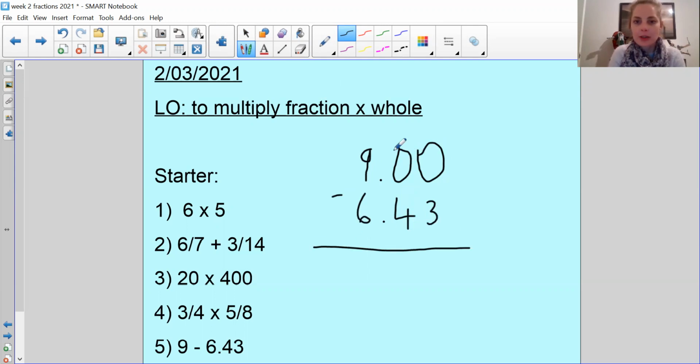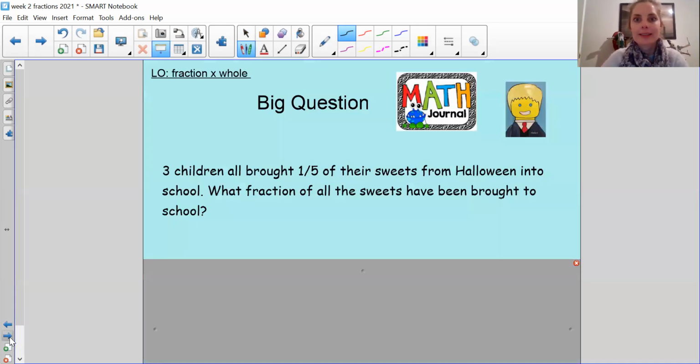So 0 minus 3 I can't do, so I'm going to go borrow. I have to go all the way over to the ones. Right, then I cannot just jump all the way, so I need to then regroup and borrow. Now I have 10 minus 7 is 3, 9 minus 4 is 5, bring down that decimal, and 8 minus 6 is 2. And that is my answer. Hopefully you did really well with your starter and you're ready to learn the next section.